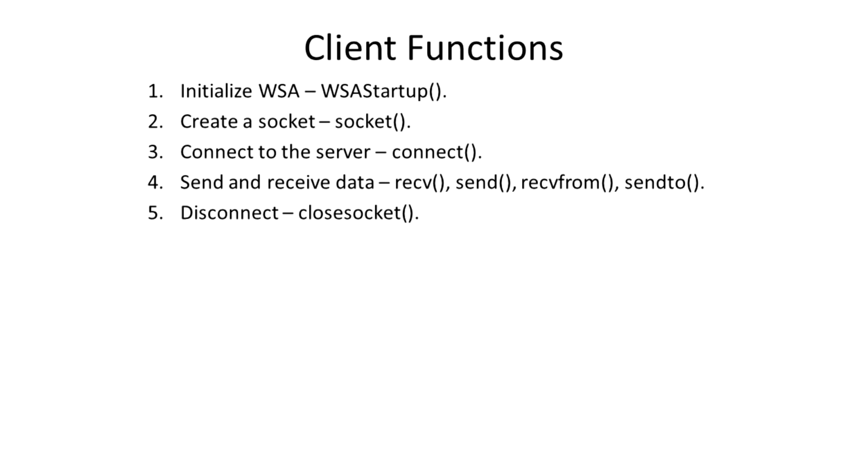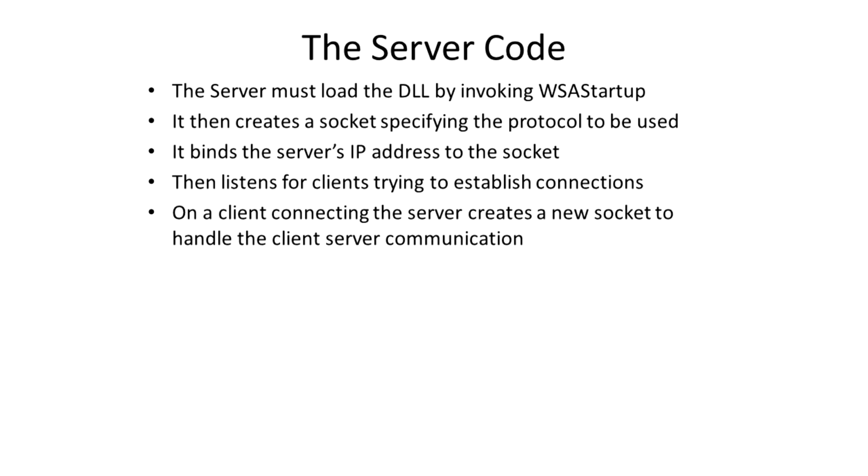And then 4 will be sending and receiving for the client. Okay, so this is the same as step 6 of the server. And then 5 maps on to step 7 again. So that's the disconnection once we've finished with the application. So as there is shared code here, once we set up the code for the server, we can then reuse that for the client as well. So let's turn our attention to the code now, and let's start with step 1, which is that the server, and the client as well, must load the DLL by invoking the WSA startup function.